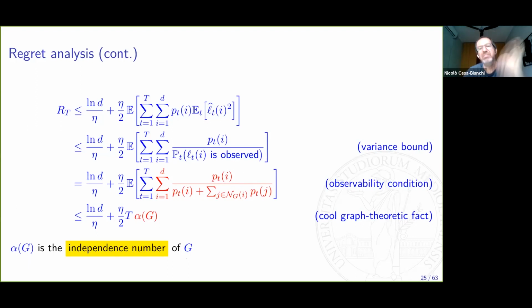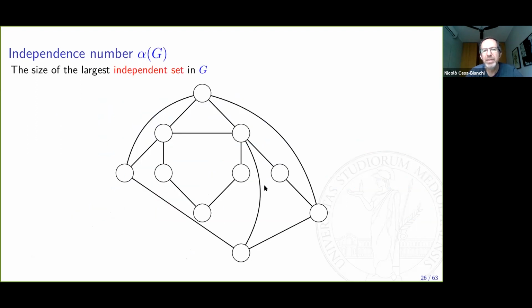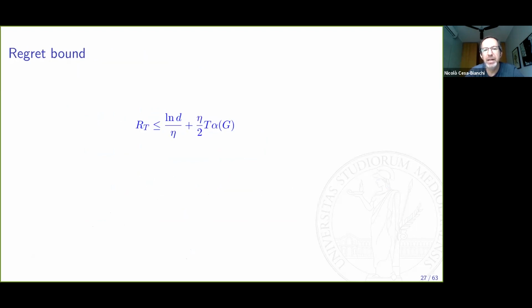There is no magic, and it holds for any probability assignment. So just to remind you, what is the independence number? If you have a graph, the independence number is the size of the largest independent set, which is the size of the largest set of vertices that are not pairwise adjacent. Okay, right? And so our regret bound now can be written like that.